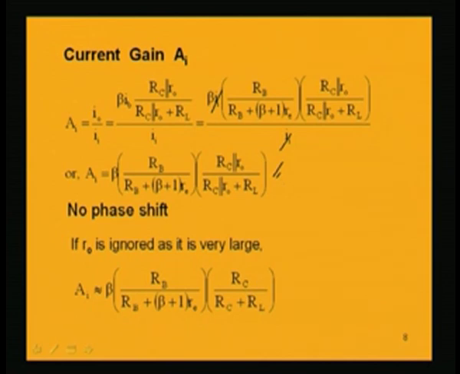And here one thing to be noticed is that there is no phase shift between the output and input currents. If output current is towards the transistor, input current will also be towards the transistor. There is no sign change, so there is no phase reversal. So, the current gain does not have any phase shift, only the voltage has.